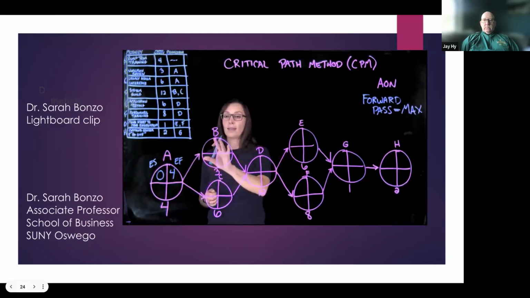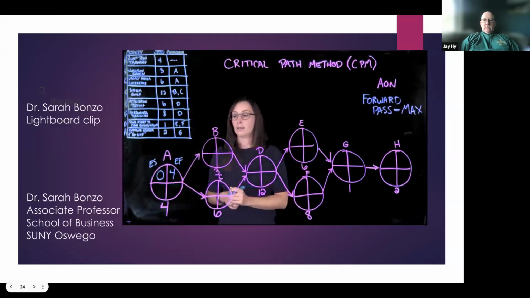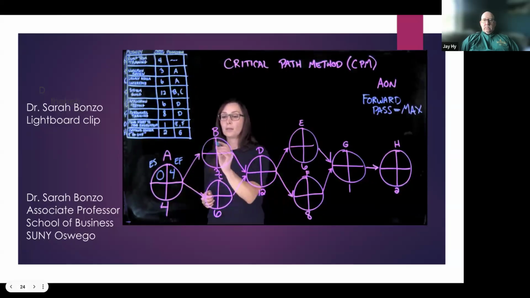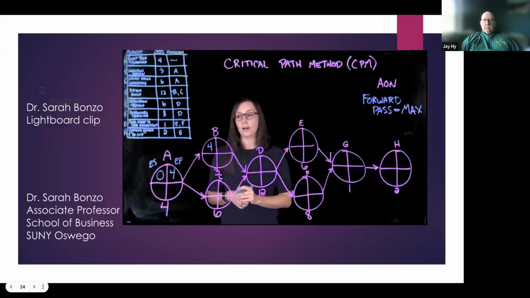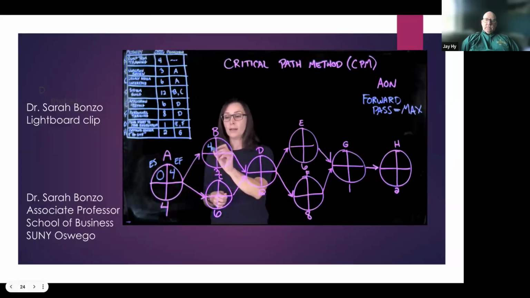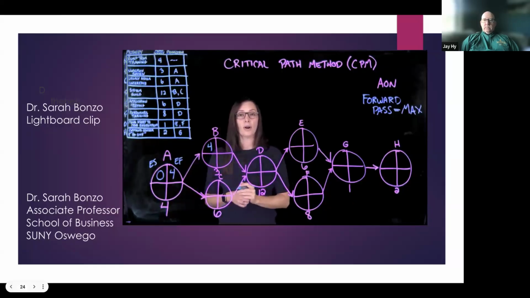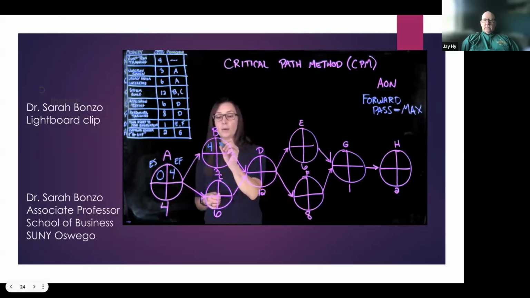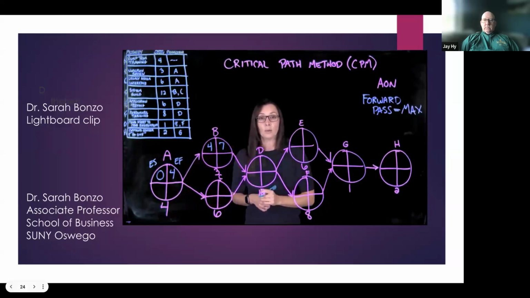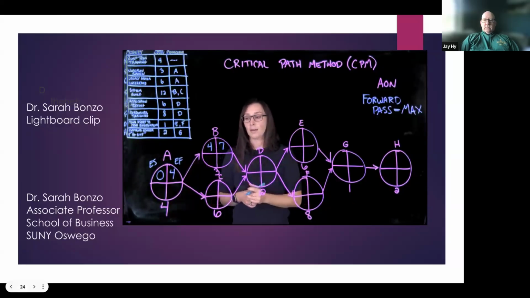So now we know again that B and C cannot start until A is complete. So we're going to bring that 4 months right over here, because we know that B can't start until A is complete. So the earliest possible time we could start activity B is going to be 4 months. We add the duration for this activity, which is 3 months, and that's going to give us a 7 here, which is the earliest possible time we could finish activity B.